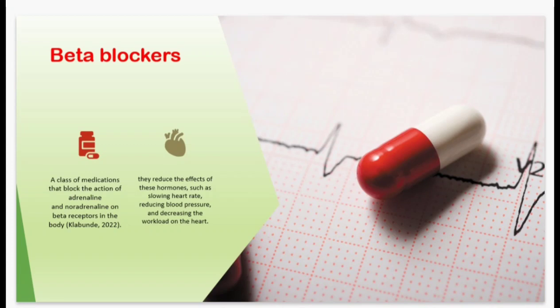Beta blockers are a class of medications that block the action of adrenaline and noradrenaline on beta receptors in the body. By doing so, they reduce the effects of these hormones such as slowing heart rate, reducing blood pressure, and decreasing the workload on the heart.